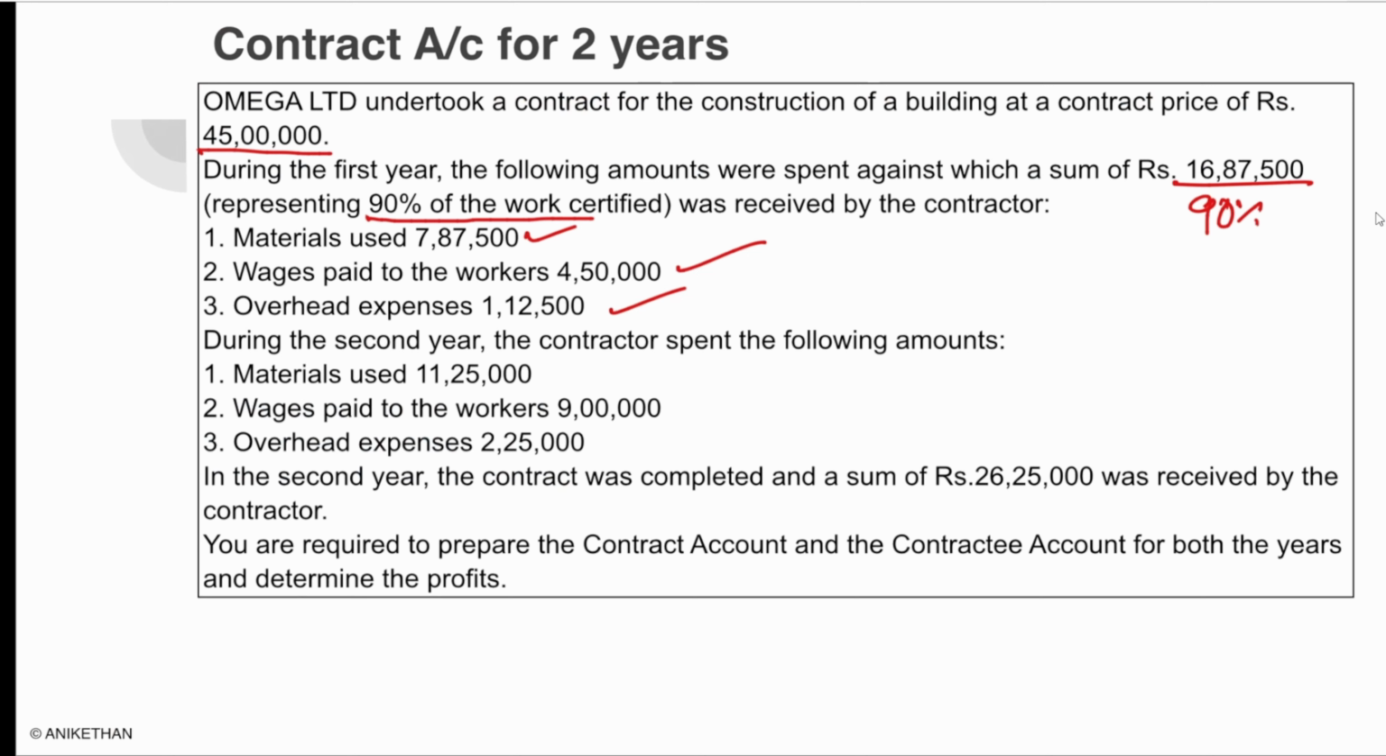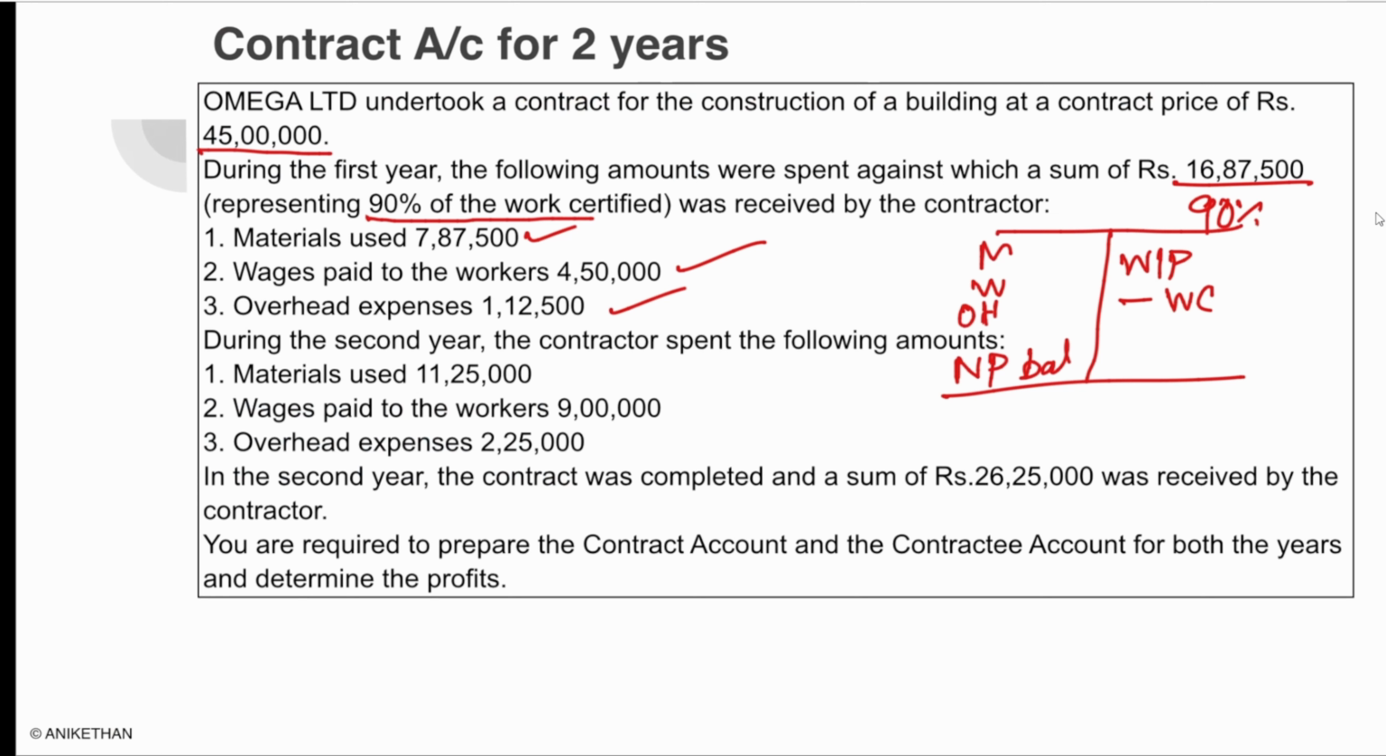During the second year, the contractor spent the following amount. So for the first year, I will calculate my contract account. All material, wages, overhead will come on this side. There is no other information. So on the credit side, I have WIP, which is work certified. So when I do this, there is a notional profit, which is coming as a balancing figure.